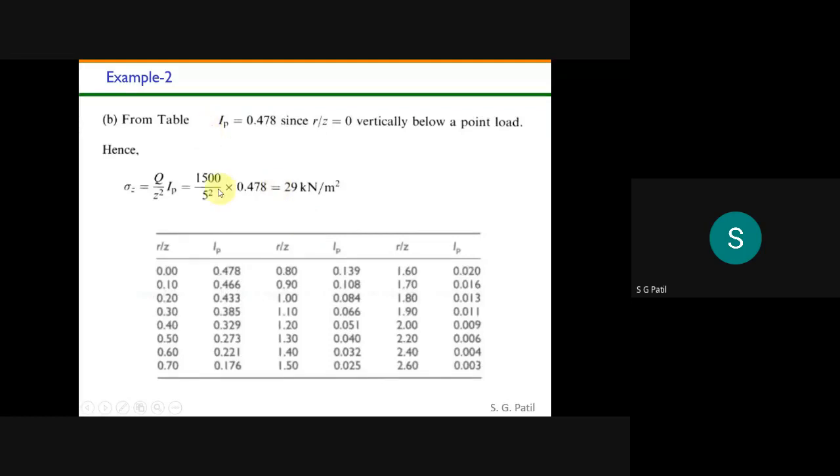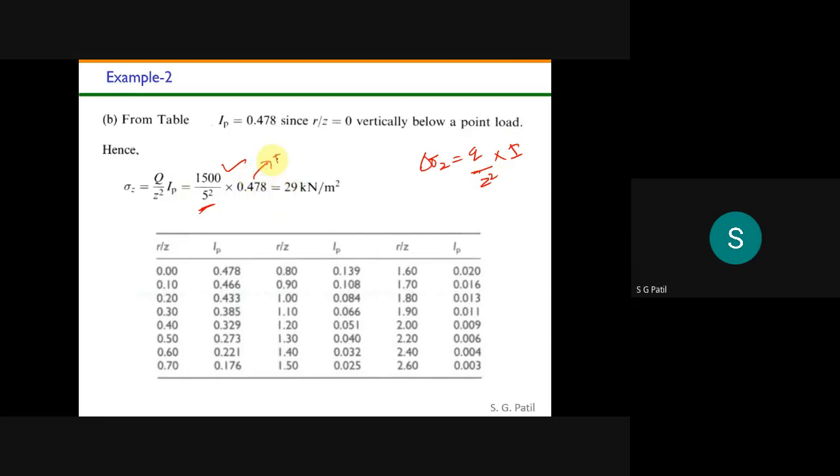So if you want to calculate that one, then it is that Boussinesq equation, that point load equation you should remember. What is that? Delta sigma Z is equal to Q by Z square into my influence factor. What is Q? Q is 1500 kilonewton. Z is 5 meter, at a 5 meter depth, and my influence factor. What is the influence factor here? This is the influence factor.